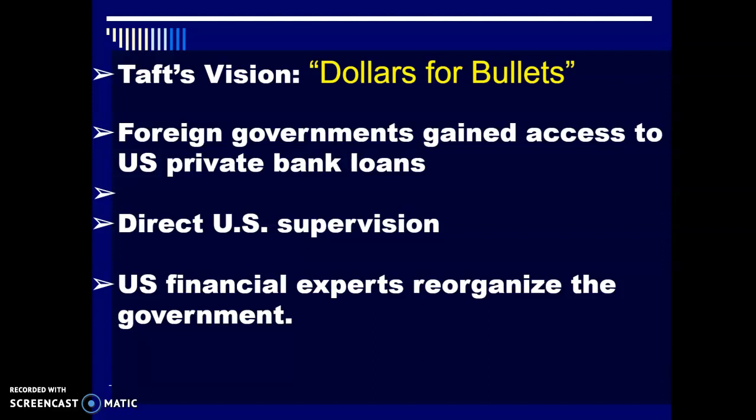The idea was that foreign governments would gain access to U.S. private bank loans. And that sounds like a great idea. Let's get these U.S. banks to loan these countries money. That would give us sway within these countries, and it would keep the Europeans out, which was a problem under Roosevelt.